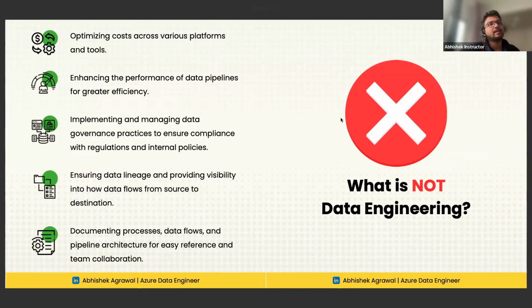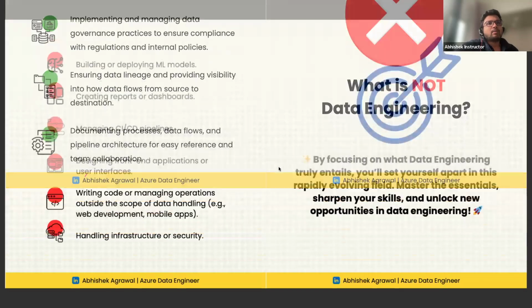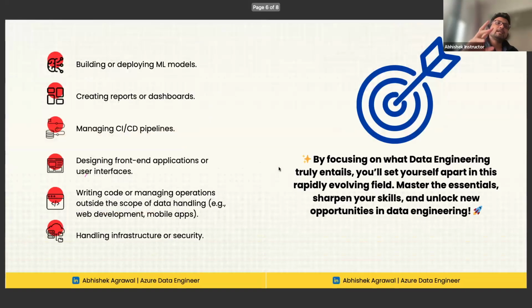So making a proper lineage graph so that someone can understand it, right? And documenting the whole process. That is the job of a data engineer, and we should focus on learning these things first, right? You shouldn't focus on learning ML models, building reports, managing CI/CD pipelines, managing front end, and all of that. If you know these things, then it's good, but you shouldn't focus on them first, right?